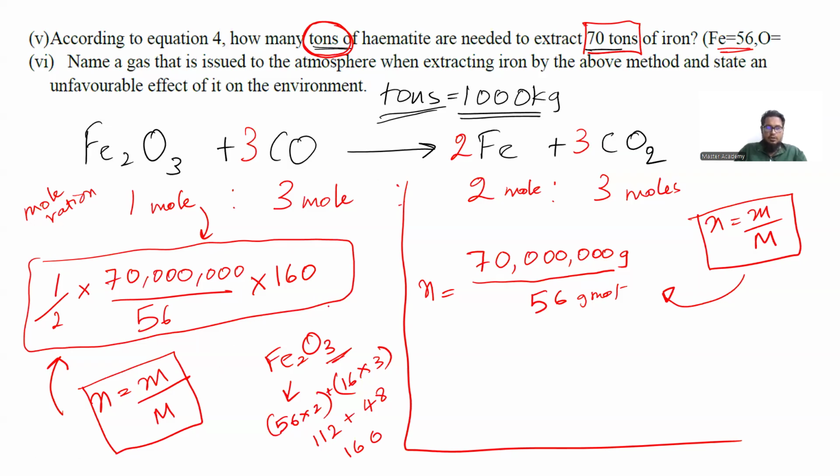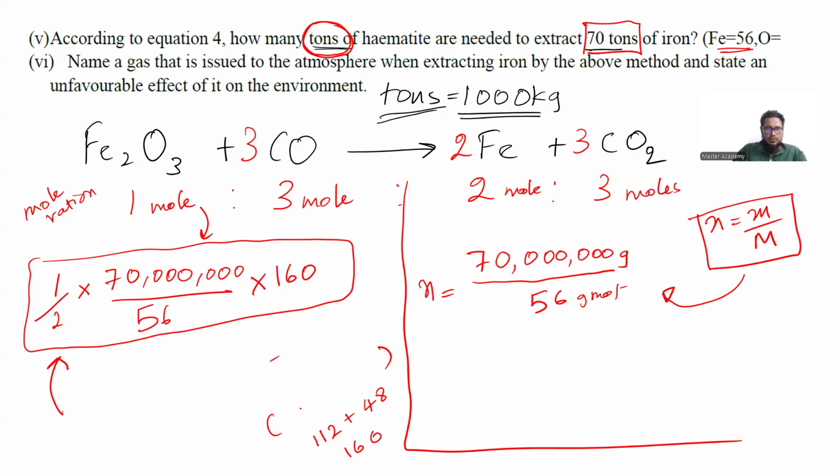You have to give the answer in tons. Here I am giving the answer in grams. Okay. So if I want to give the answer in tons, sorry, I am erasing all this. You all might need it. Fe2O3. Fe is 56 into 2 plus 16 into 3.